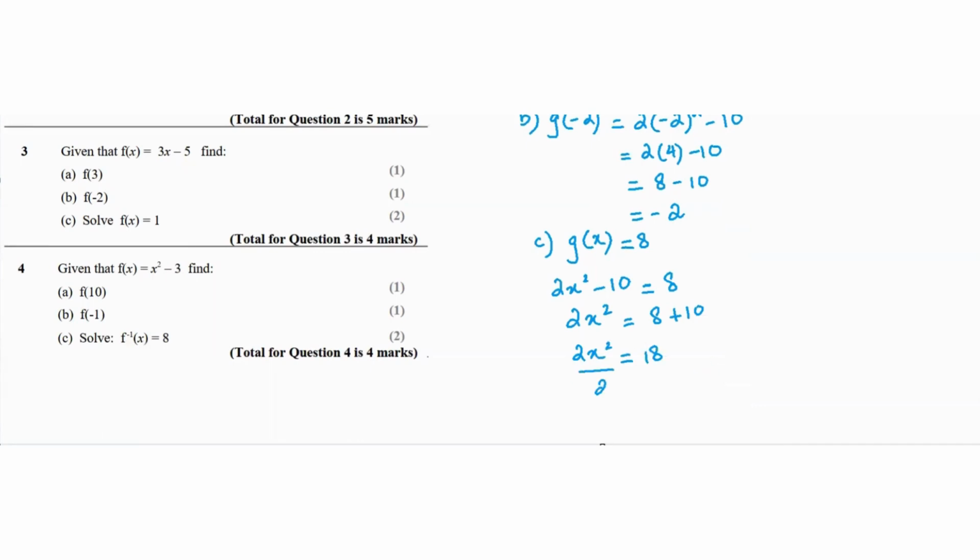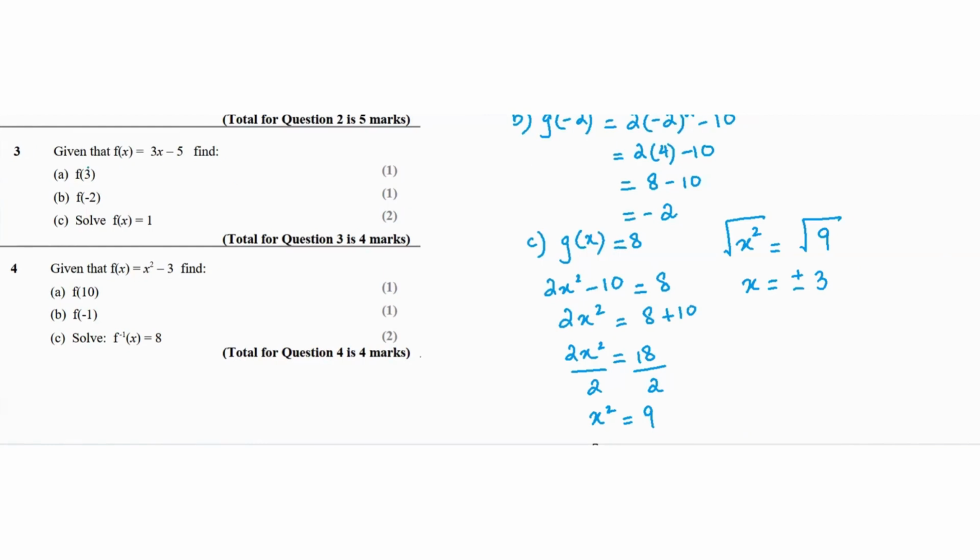Now we divide both sides by 2 to make x squared the subject. That's going to give us x squared equals 9. To find the value of x, I'm going to square root x squared and 9. Because to get rid of the square, we have to square root that term. So x is going to equal plus minus 3. Because whenever we take the square root of a term, we get a positive and a negative value. So in this case, x would equal positive 3 and negative 3.